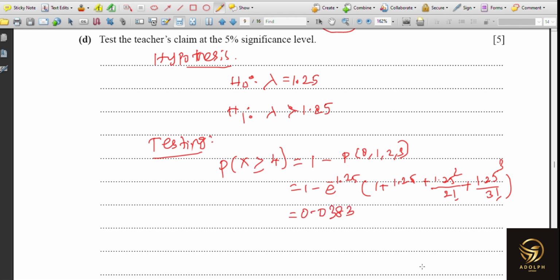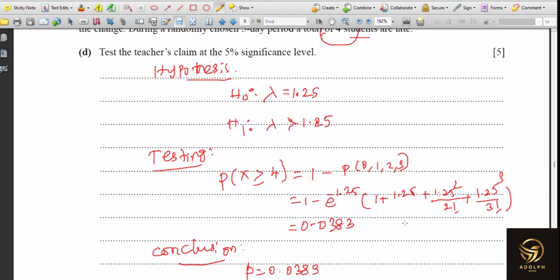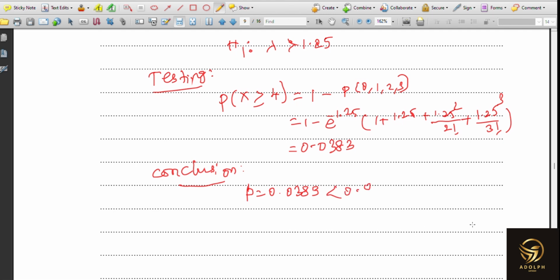If you ask me, testing is over now. Now we are going to the conclusion. So the conclusion is we are getting the probability of 0.0383 and we should compare this with the 5% significance level. 5% is nothing but 0.05. The value is lesser. When the value is lesser, the test is passed, it means that the new claim is true.